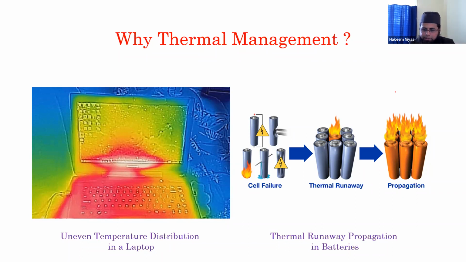On the right-hand side, you can see the thermal runaway propagation in batteries. Batteries are a very key area nowadays, getting much attention. But they have issues like thermal runaway. If any one of the cells fails and catches fire, that can propagate to all the cells, and the entire scenario can lead to an explosion. These are all crucial areas we have to address. So there comes thermal management.